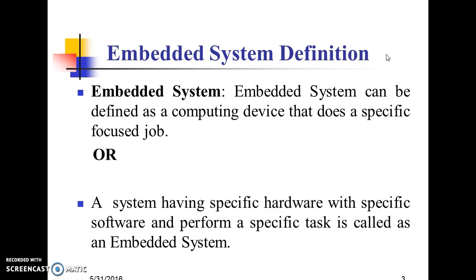Embedded system definition. An embedded system can be defined as a computing device that does a specific focused job, or a system having specific hardware with specific software that performs a specific task is called an embedded system.